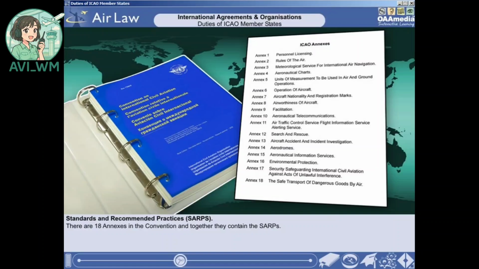The 18 annexes to the Convention contain the standards and recommended practices, and were established after the initial consultation with the contracting states. The standards are considered binding on the contracting states. However, if a state wishes to opt out of any particular standard, it may do so, as long as it informs ICAO, who in turn will publish the non-adherence as a difference. This difference must also be published by the opt-out state in its own Aeronautical Information Publication, or AIP.